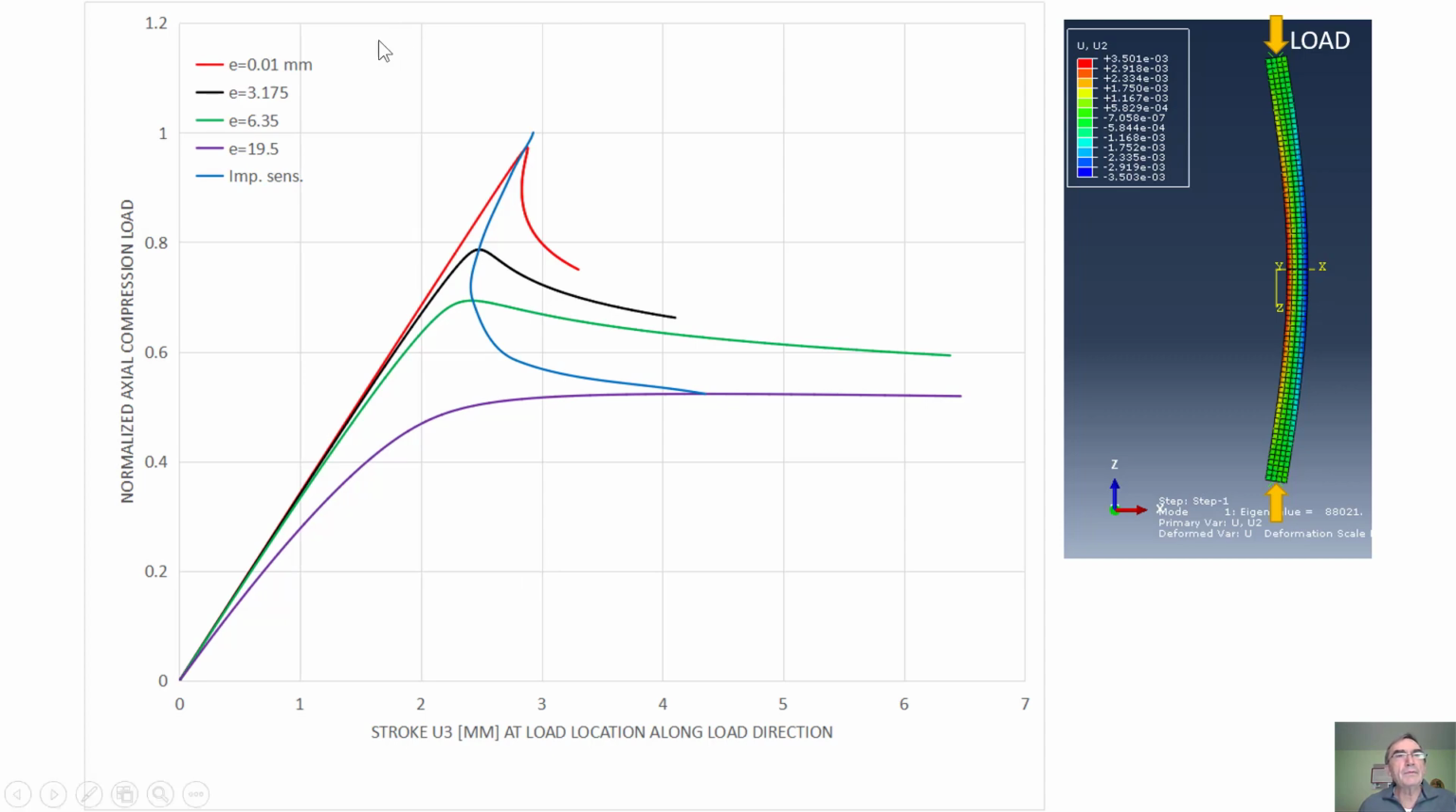As you remember, the first plot I produced with an imperfection of 0.01 millimeter, which is nothing. And with that, I was able to get the column to reach almost the local buckling bifurcation load, not quite. And then once that happens, it has this sharp drop, which is the effect of mode interaction. But in reality, the imperfections will be larger.